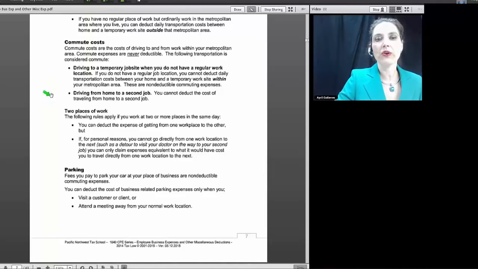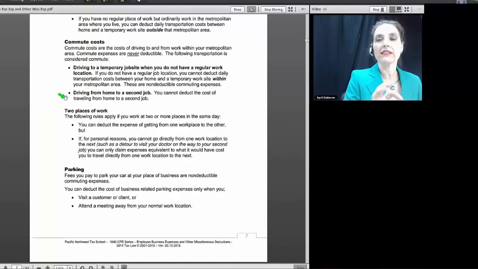Also, driving from your home to a second job. You cannot deduct the cost of traveling from home to a second job, and we're assuming in this sentence that the second job is a permanent job and not a temporary job.